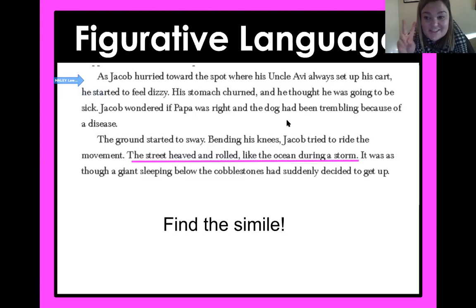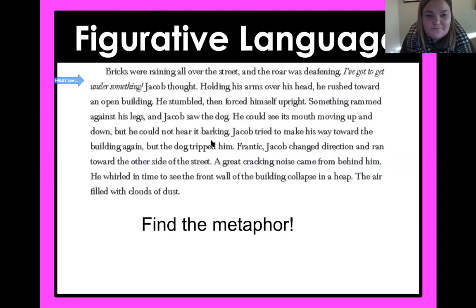Okay, so there's actually two that I just realized. The first one that popped out to me was, the street heaved and rolled like the ocean during a storm. They're comparing the street to the ocean, but then he's also comparing it down here, like or as a giant sleeping below the cobblestones had suddenly decided to get up. He's comparing what's happening now to a giant. There's actually kind of two things going on there. Good job if you figured that out.